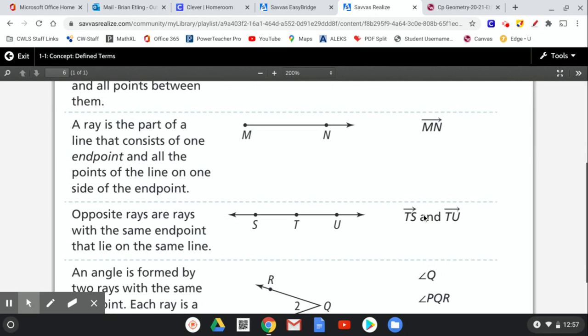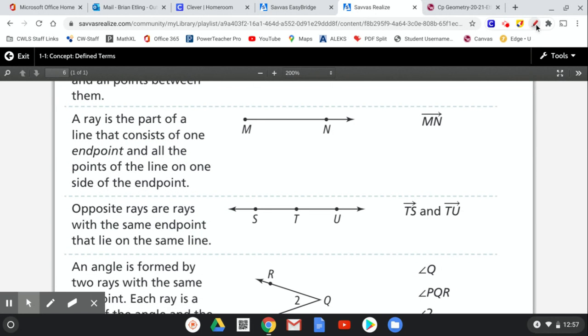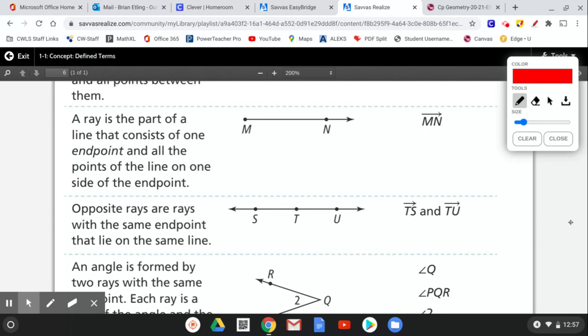The next thing is ray. A ray has an endpoint. So in this case, the endpoint would be M. And then it extends in one direction to infinity.